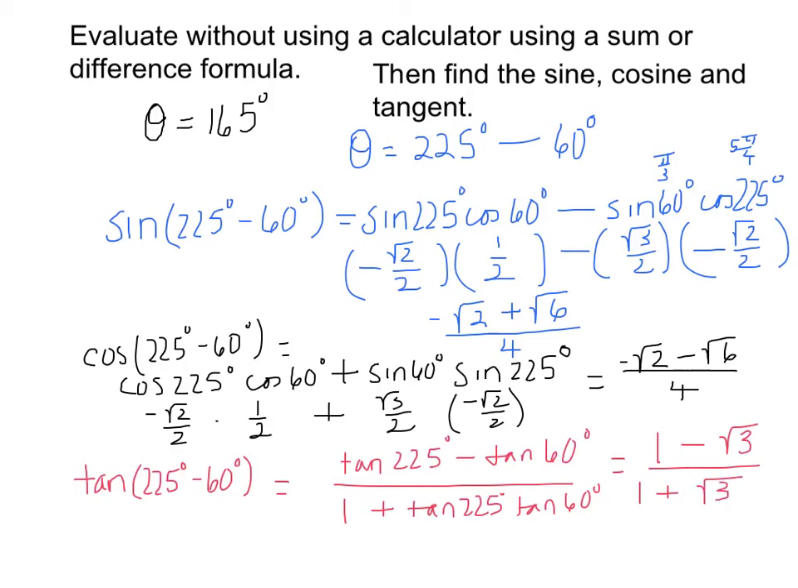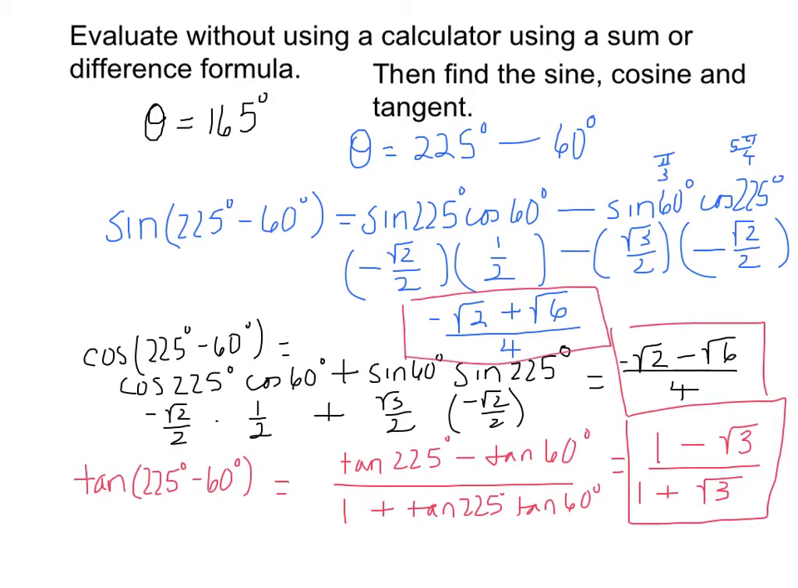Now, the back of the book is not going to have that answer. The back of the book is going to have an answer that's been rationalized, but this is sufficient for an answer. So these three answers right here would be what you would get for this type of problem. And that's using the degrees.